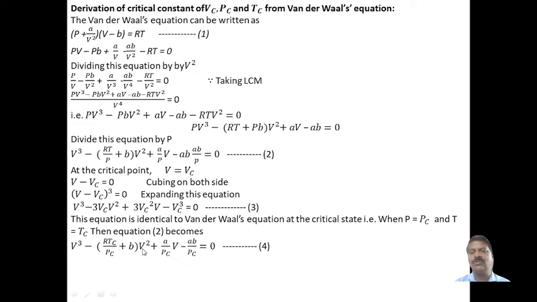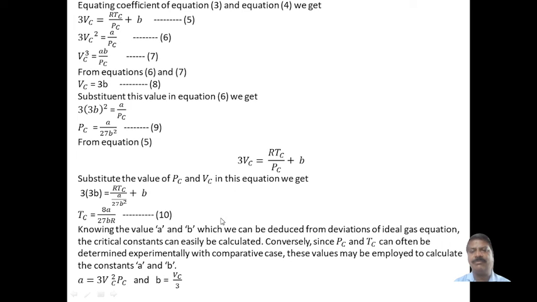Therefore here V cube, V square, so we can write minus 3Vc. Here minus will be there, therefore minus gets cancelled. Simply 3Vc equal to RTc divided by Pc plus B. Then coefficient of V means 3Vc square equal to A divided by Pc. Again, Vc cube equals AB divided by Pc. Therefore, after equating we are getting the values here.